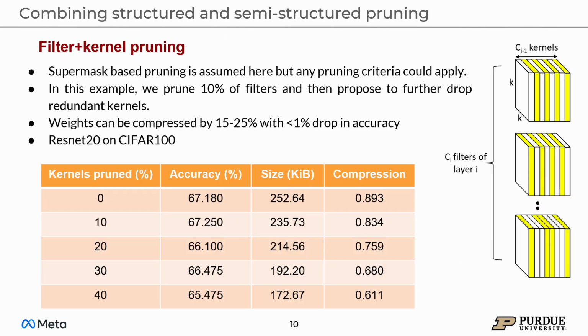We also try to combine different structured and semi-structured pruning. This is an example of how we combine filter and kernel pruning. Here we assume supermask-based pruning, but really any criteria could apply. The main motivation is that once you prune away the useless filters, we do another pruning stage where we remove all the useless kernels within a filter. We find that we can compress the weights by an additional 25% or so with less than 1% drop in inference accuracy. This is done using ResNet 20 on CIFAR-100.